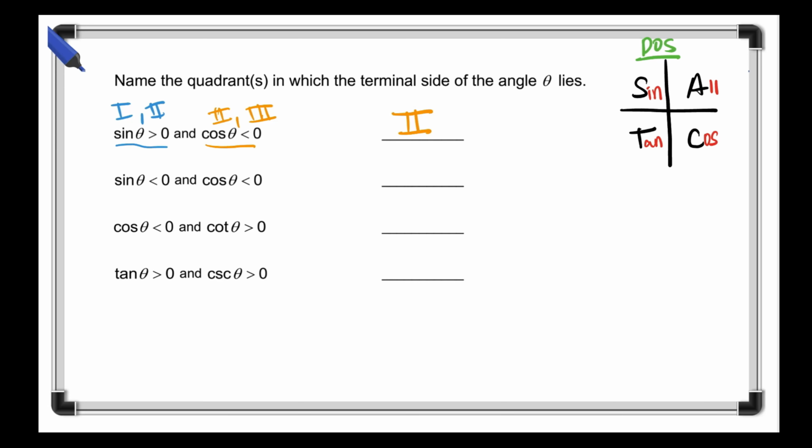Here our sine is going to be less than 0, so it's going to be negative. That's in quadrant 3 as well as in quadrant 4. Our cosine is also going to be negative. That's quadrant 2 and quadrant 3. So that overlap's going to be in quadrant 3.